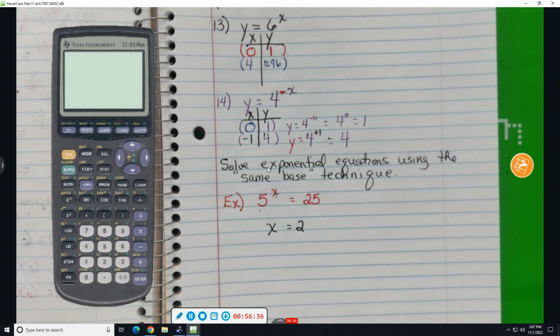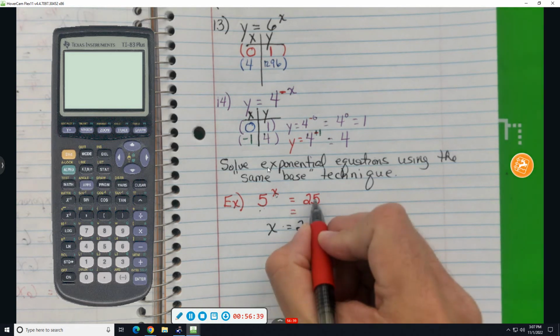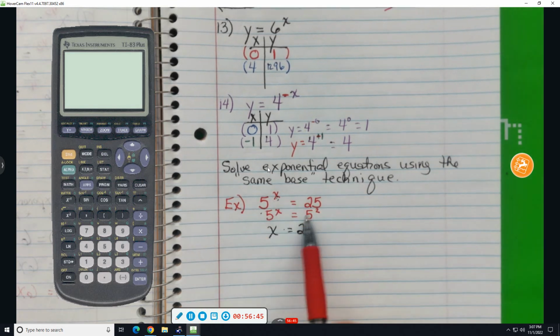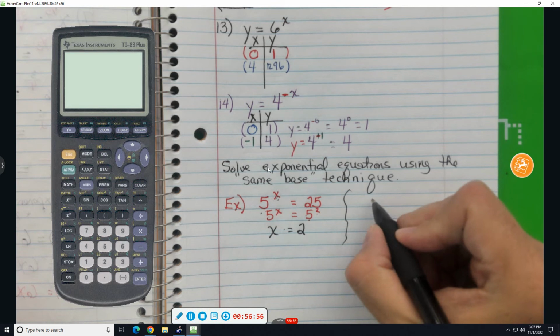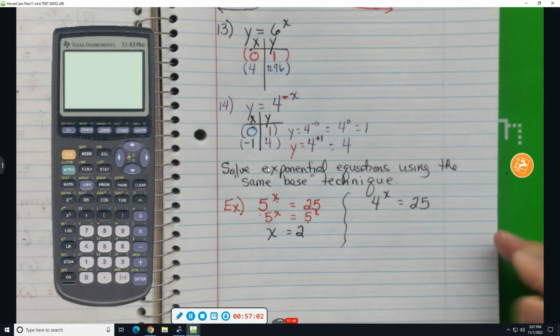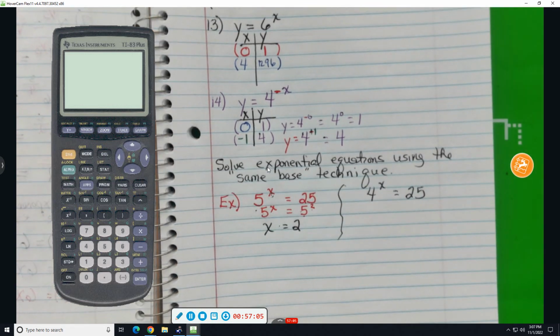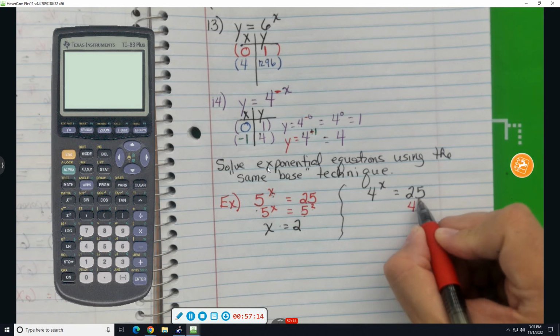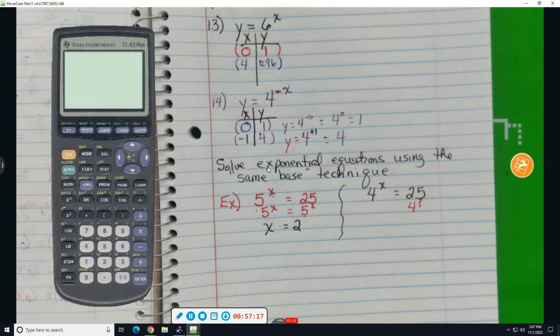Here's what your brain did to get this answer. It thought of 25 as 5 squared, didn't it? It thought of 25 as 5 squared and then said, okay, the exponents have to be equal. And if you think that's not what your brain did, then try to solve this: 4 to the x equals 25. Could y'all solve that just by looking and thinking? You'd think to yourself, well, can I write 25 as 4 to a power? And you'd say, no.